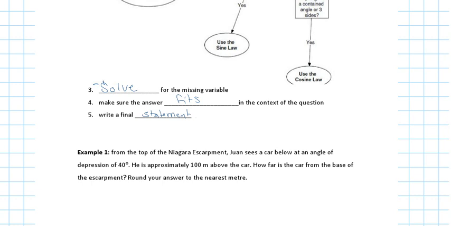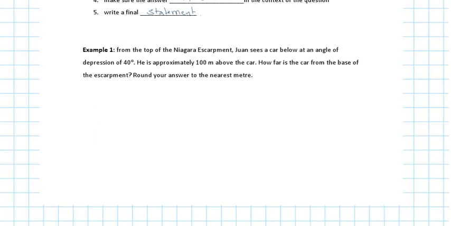From the top of the Niagara Escarpment, Juan sees the car below at an angle of depression of 40 degrees. He's approximately 100 meters above the car. How far is the car from the base of the escarpment? Round your answer to the nearest meter. So what do I have here?